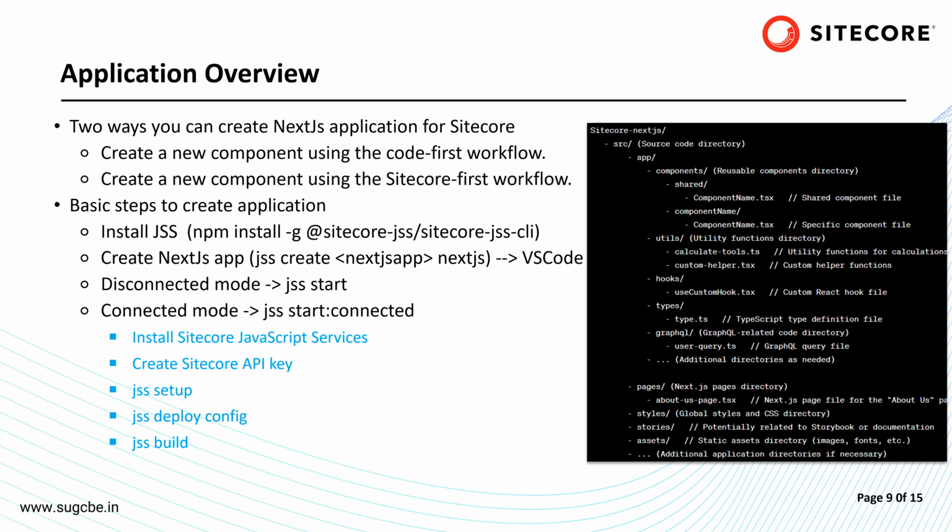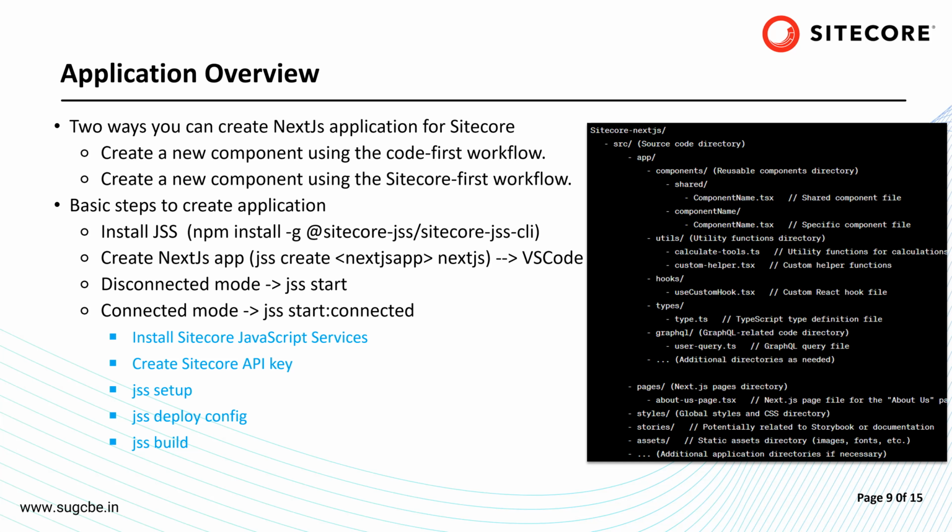In the connected mode, you are continuously connected with your Sitecore backend and getting all the data in real time. And based on that, you are creating a component. So for the disconnected mode, just run the command jss start. And in order to go to the connected mode, you have to run jss start:connected.